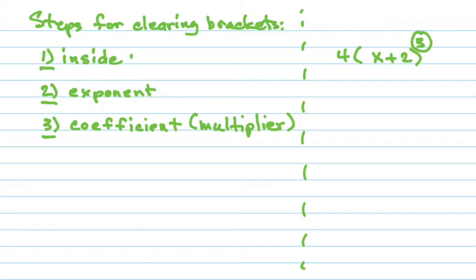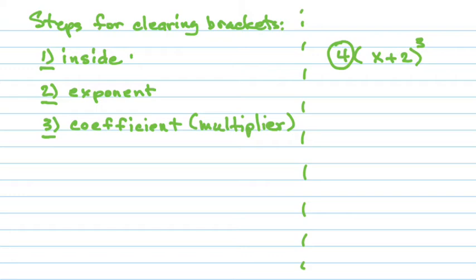Is that a 3 or a 2? It's a 3 up there now. And the last and final thing I look for is the coefficient or multiplier. We know it's a coefficient or a multiplier because it's right up against the bracket with no plus or minus between them. Okay?